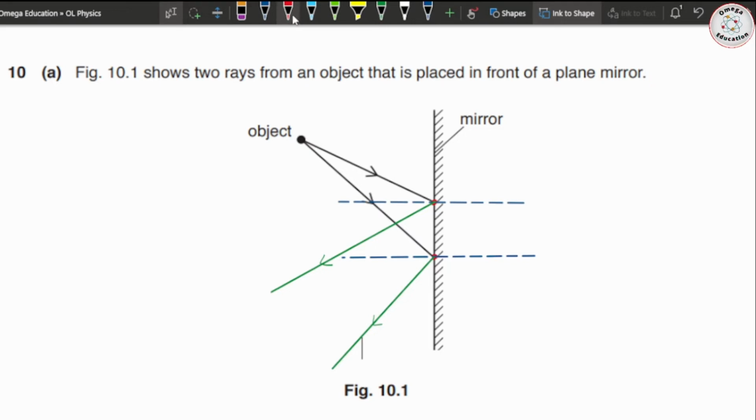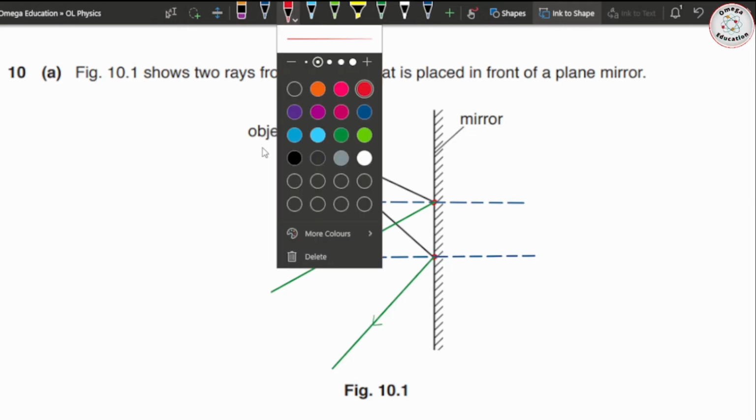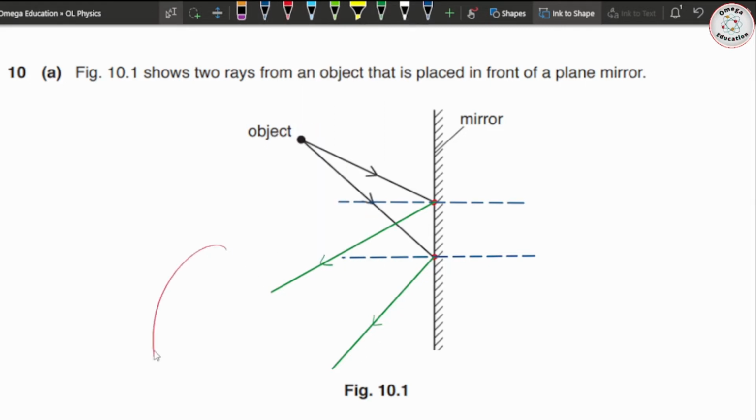In order to locate the position of the image, what we can do is extend these rays backward, because on this side these rays are not going to intersect. These rays are diverging, they're moving away from each other. So these rays would not be intersecting on this side.